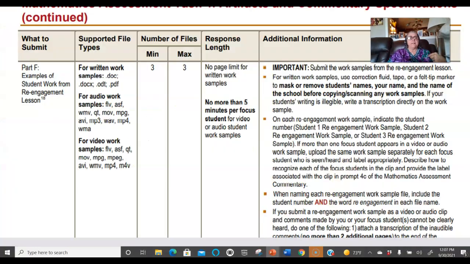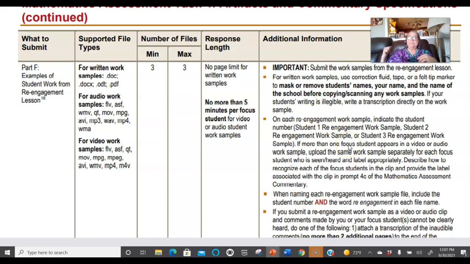Here's part F, examples of student work from re-engagement lesson. So you've already submitted 3 work samples, and that was from the original assessment, right? Well, you're going to do 3 more. Same students, different work, because it's going to be a different formative assessment. And you need to make sure you remove their names and replace it with student A, student B, or student 1.